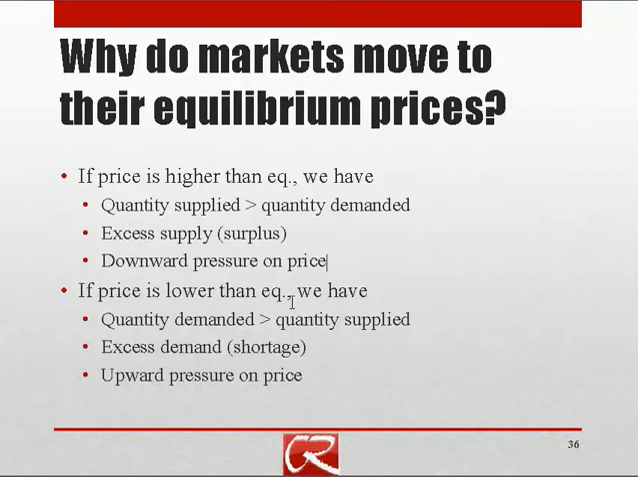If the price is lower than the equilibrium price, then we're going to have quantity demanded greater than quantity supplied. So there are more willing buyers than there are willing sellers. This is sometimes called a situation of excess demand, or a shortage. This shortage, or competition between buyers for the scarce goods, is going to tend to put upward pressure on price.